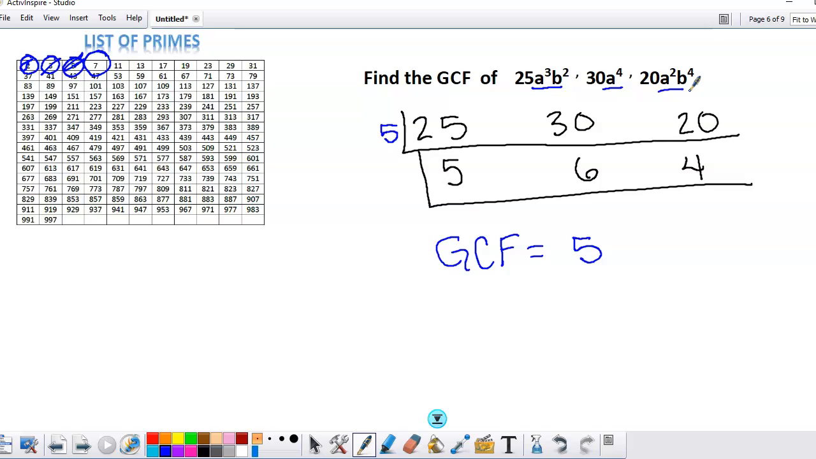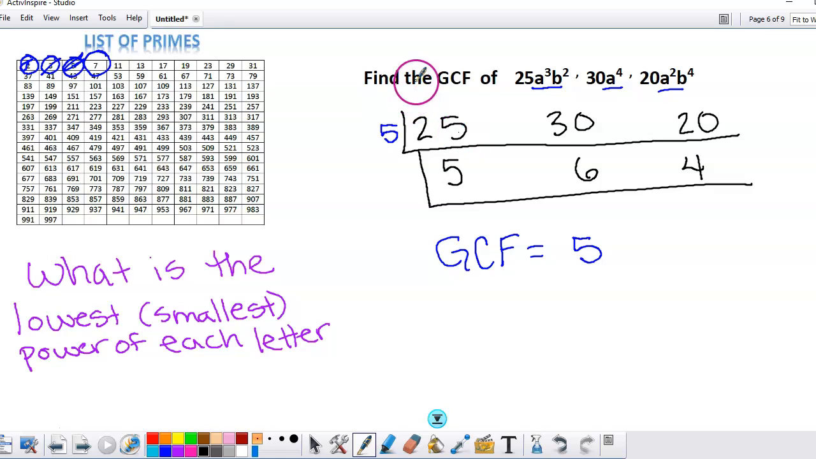Remember, to deal with the letters, we ask ourselves, what is the lowest power of each letter? That is what our GCF is in terms of letters. What is the lowest power of each letter? All right, so our first letter then is A. The 25 has an A to the third. The 30 has an A to the fourth, and the 20 has an A squared.